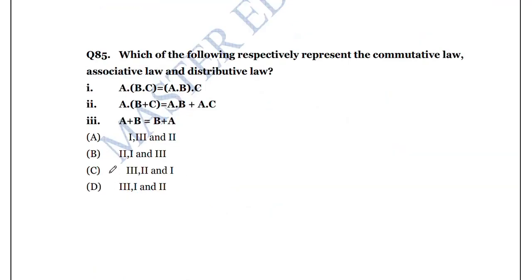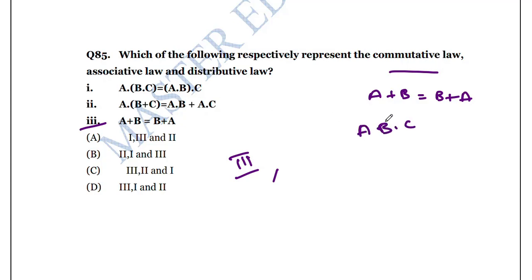The next question is, which of the following respectively represent the commutative law, associative law and distributive law? So what is the commutative law? a plus b equal to b plus a. If I represent it like this, this is called the commutative law, which is available in option 3. So 3 is the commutative law. And the next one is the associative law. If I write a dot b dot c with the bracket here, this is called the associative law. This associative law is present in number 1.